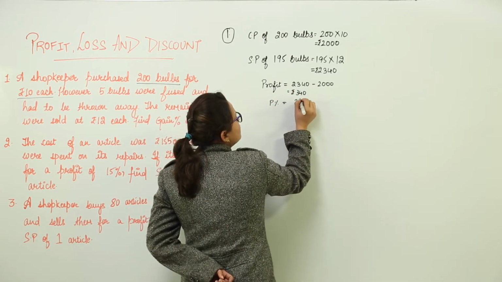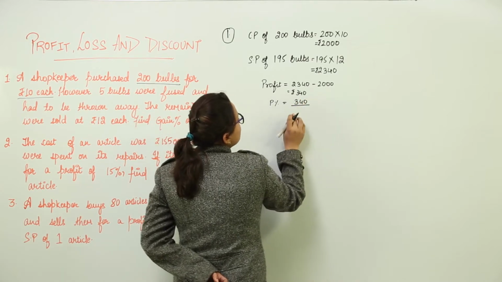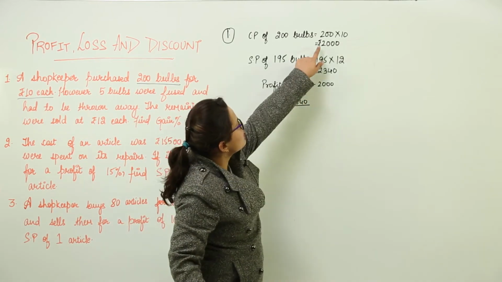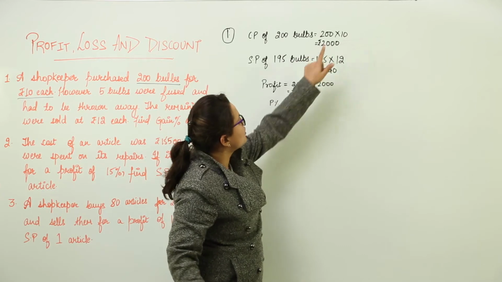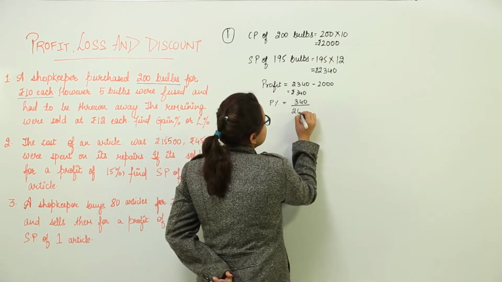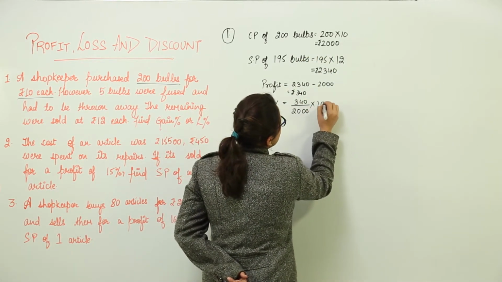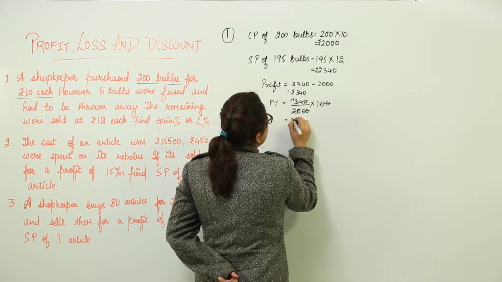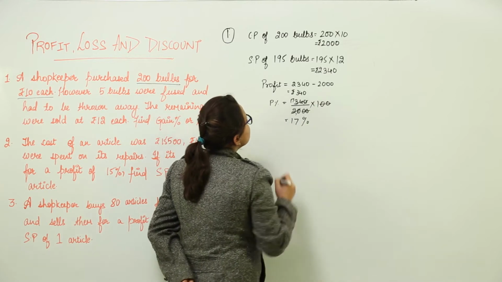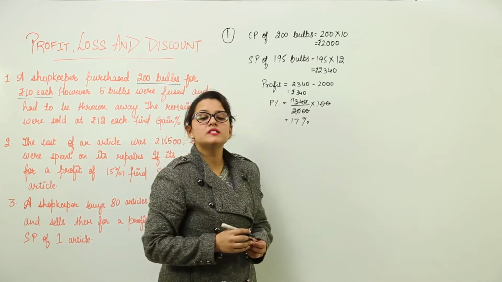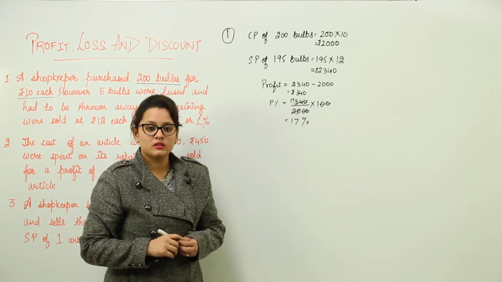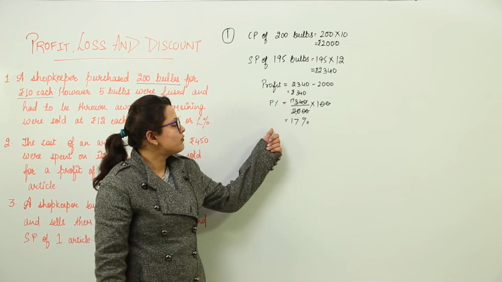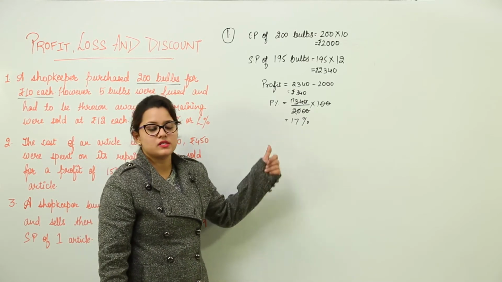It would be 340 upon the cost price of the product, that was 2000, and we multiply this with 100. Solving this, we get 17. That is, on purchasing 200 bulbs and selling 195 bulbs, we have got the profit of 17%.